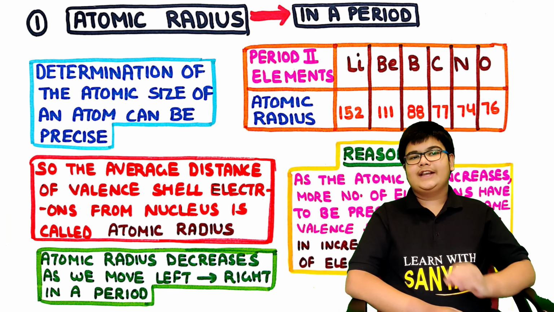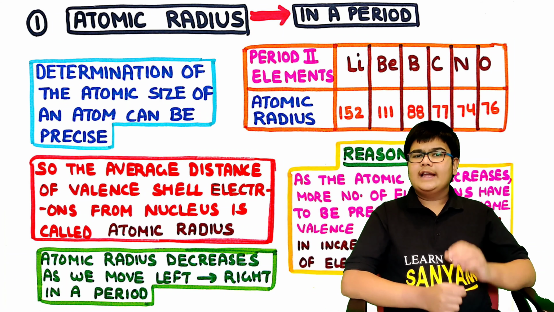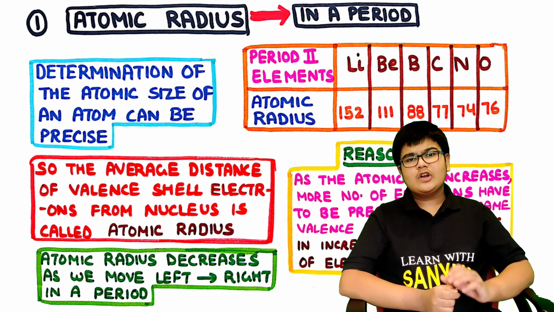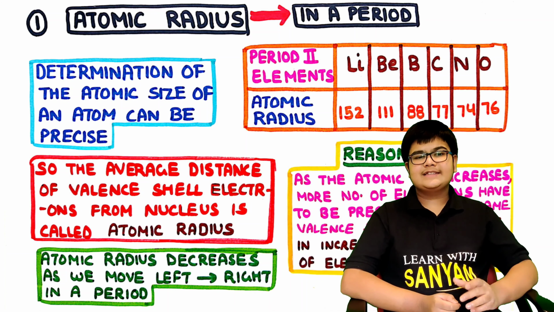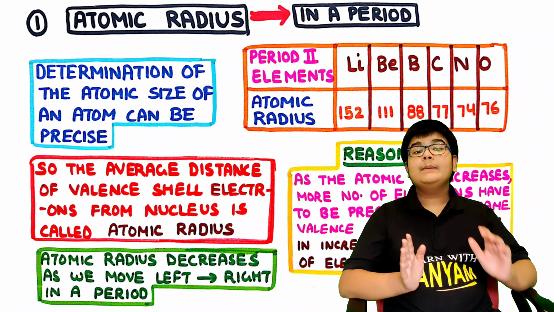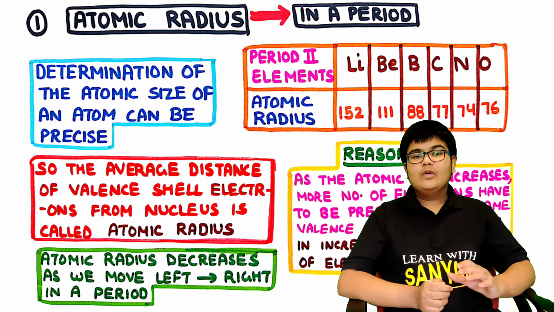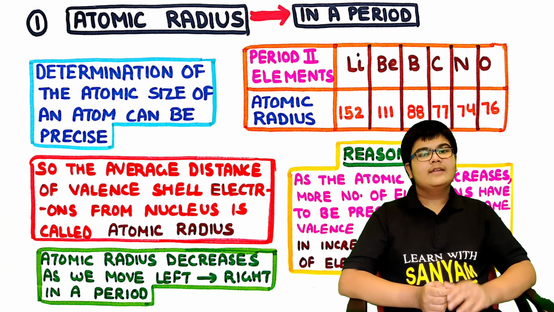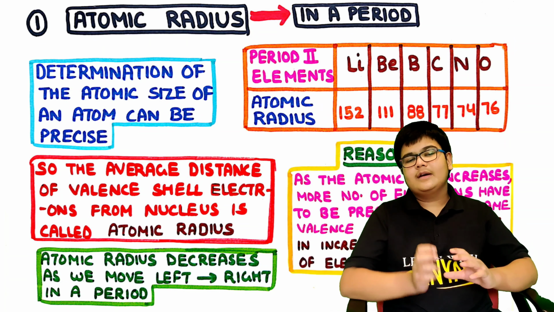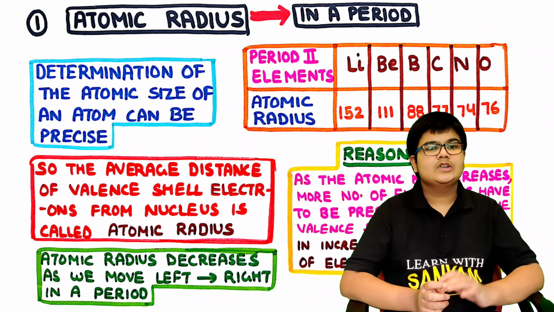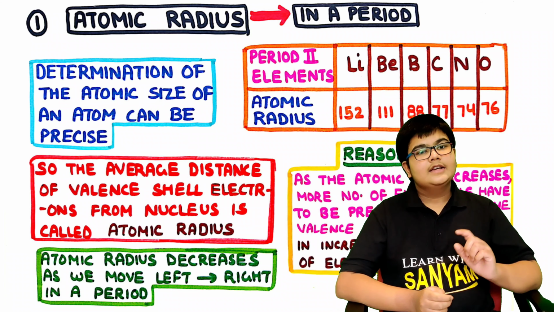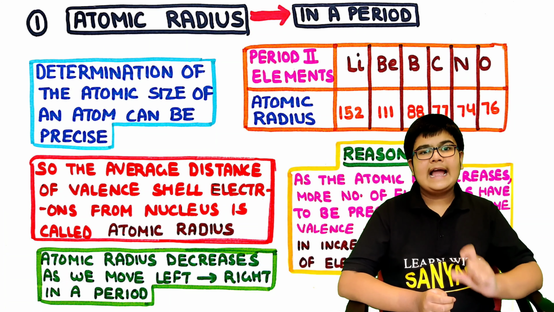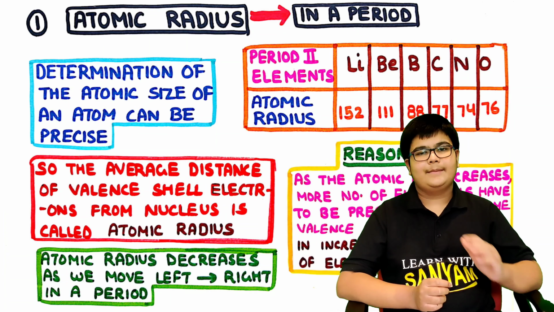First, atomic radius. In the previous chapter, that is structure of atom, we have discussed that determination of the atomic size of an atom cannot be precise. In the quantum mechanical model, we came to know that we cannot determine the exact atomic size of an atom. We can only say the probability. So this means that the exact atomic radius cannot be determined.